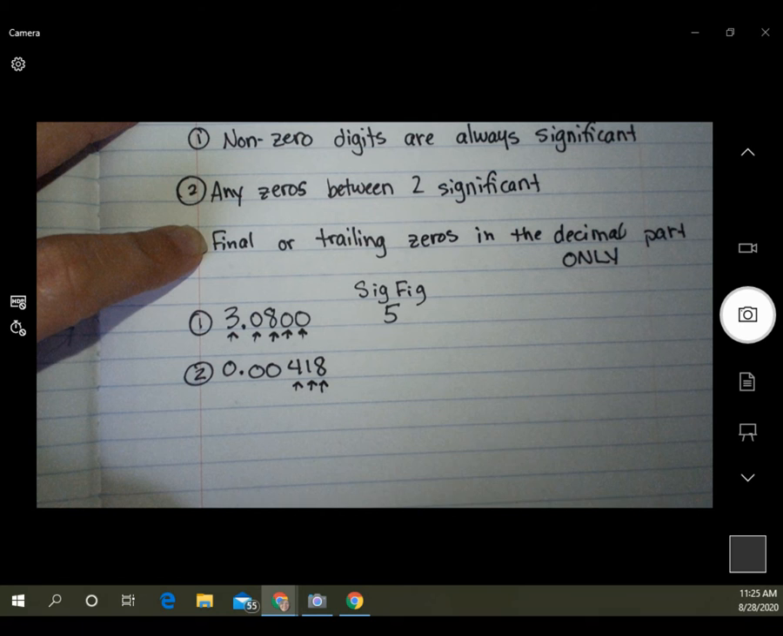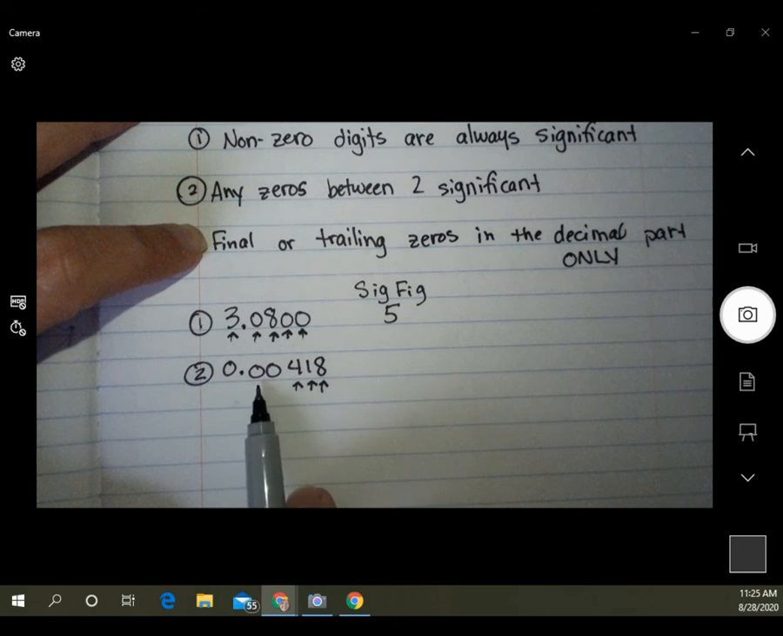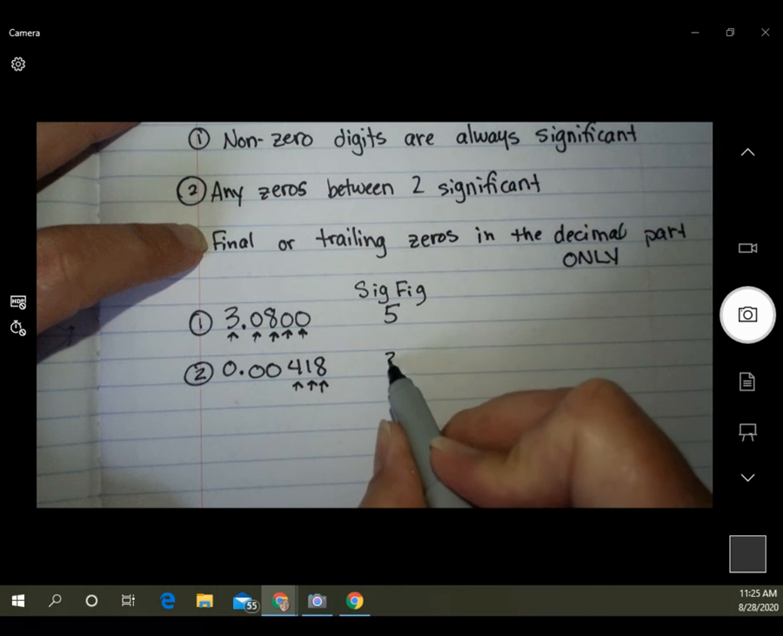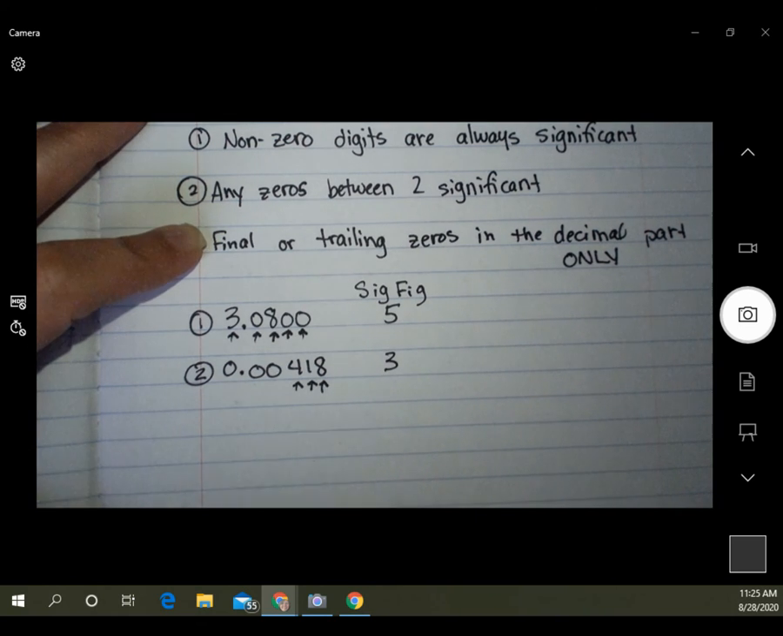Final or trailing zeros in the decimal part only. There's no trailing zeros. Here's my decimal point. There's no trailing zeros. These are leading zeros, so they don't count. They're just space holders to tell me about my number. So I only have 3 significant figures in that number.